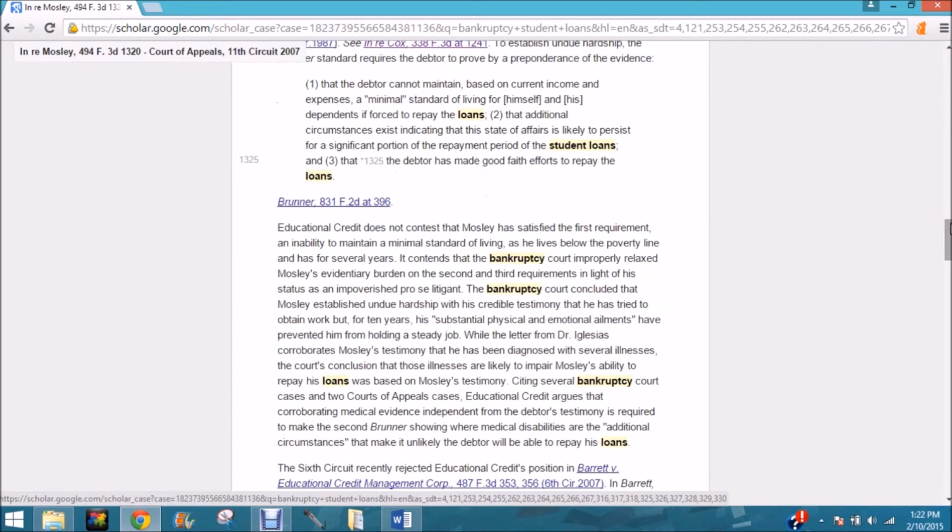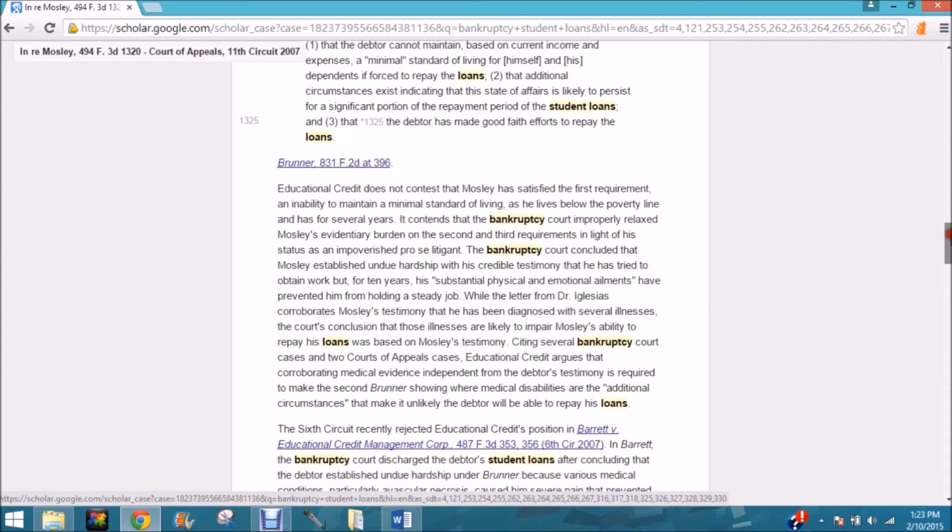But we know that Mosley hasn't paid for a long time, so that's going to be an issue that he had to deal with, right? Clearly, the guy has no money. He's got long-term mental problems. So we start with the first requirement, minimal standard of living. That's covered. All right. Now let's go down and see what they did on the second.